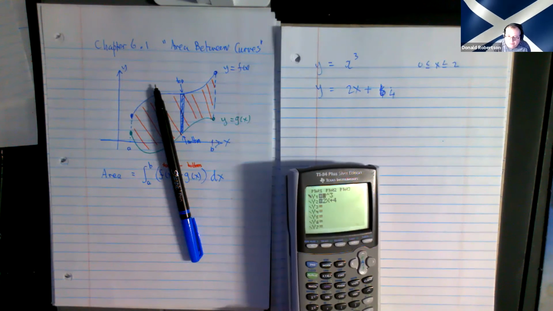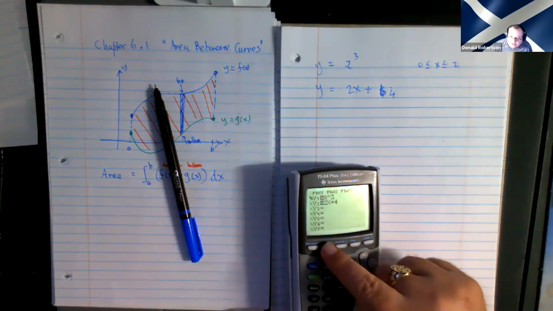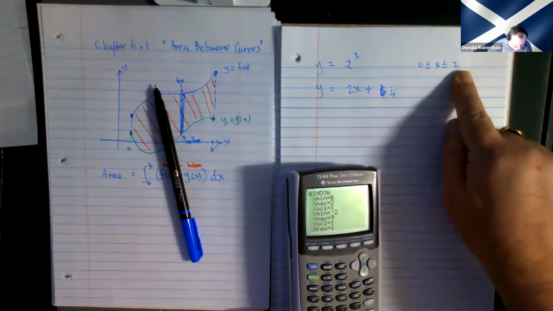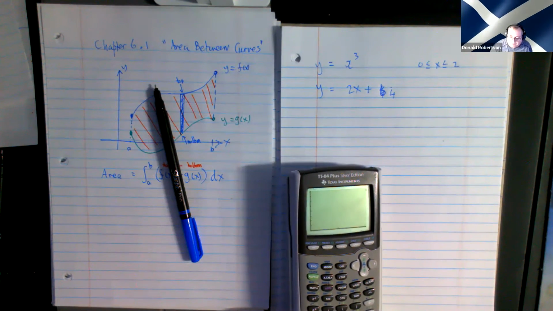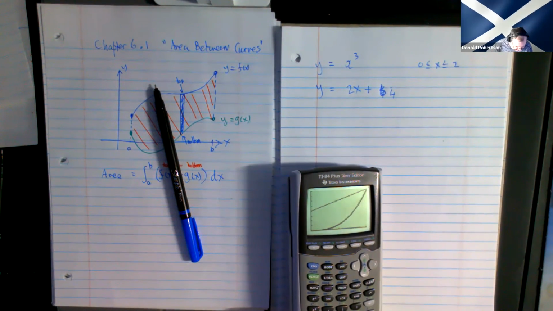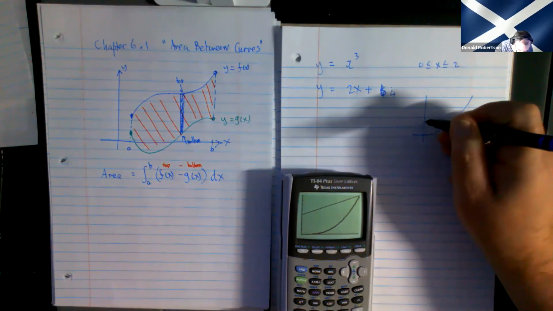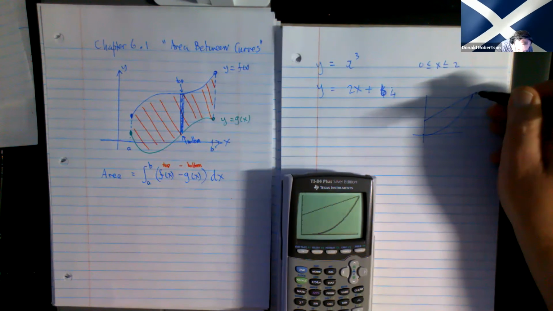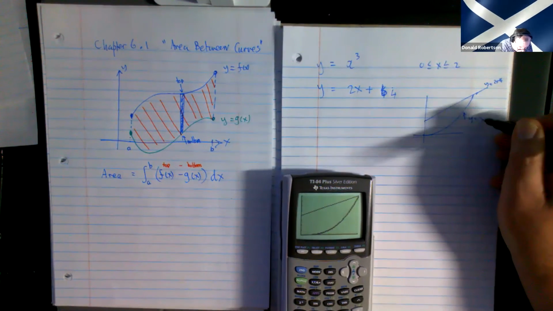I've typed in x cubed, and I've made that the thick one. And I've typed in 2x plus 4, keeping my fingers crossed that this works, as the other one. I went to my window and did 0 to 2 because they told me. And I'm about to do zoom 0, which will draw it. The 2x plus 4 is the straight line, and it's the high guy. So if you imagine my little sketch, it looks something like this. The straight line is 2x plus 4, and this fella is the x cubed.